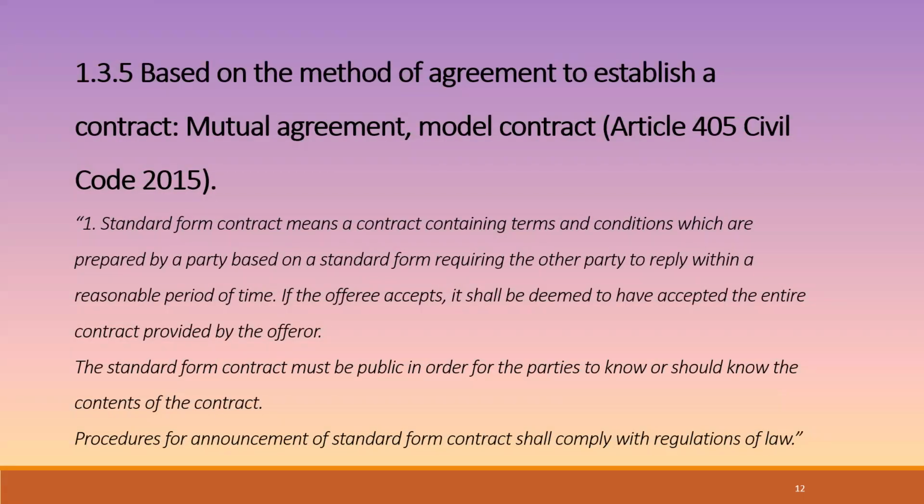Based on the method of agreement to establish a contract, we have mutual agreement, model contract, civil law. A standard form contract means a contract containing terms and conditions prepared by one party based on a standard form, requiring the other party to respond within a reasonable period of time. If the offeree accepts, it shall be deemed to have accepted the entire contract provided by the offeror. The standard form contract must be made public in order for the party to know or should know the content of the contract. The procedure for announcement of a standard form contract shall comply with regulations of law.